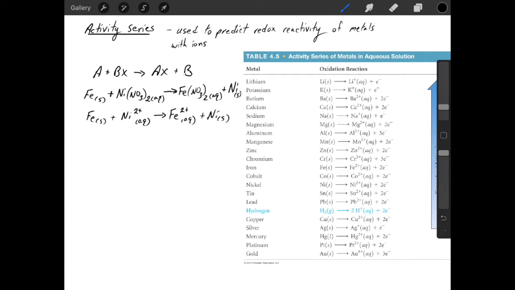So the activity series is a chart that was experimentally developed, and it allows you to predict the ease of reactivity. So things closer to the top of the table are easier to oxidize, and things closer to the bottom of the table are much harder to oxidize. And to use the table is actually quite easy. Any metal that's on the table will react with any ion below it, and it will not react in any other way.